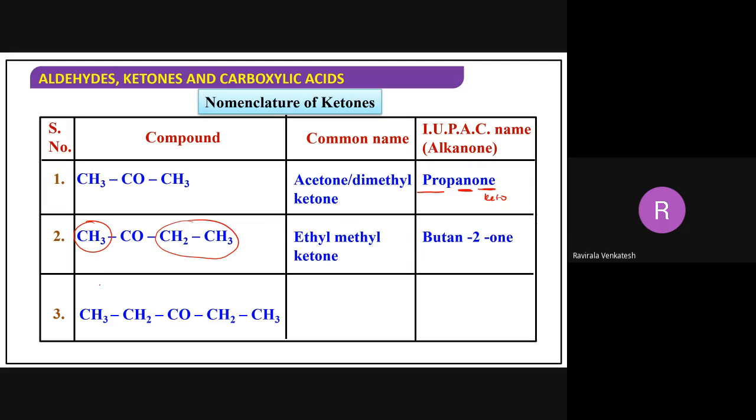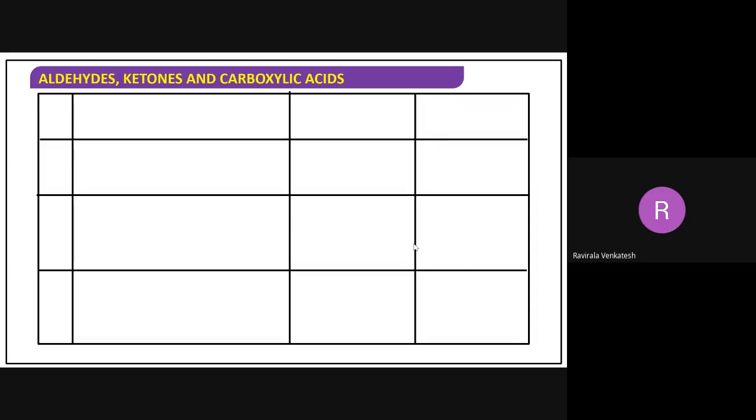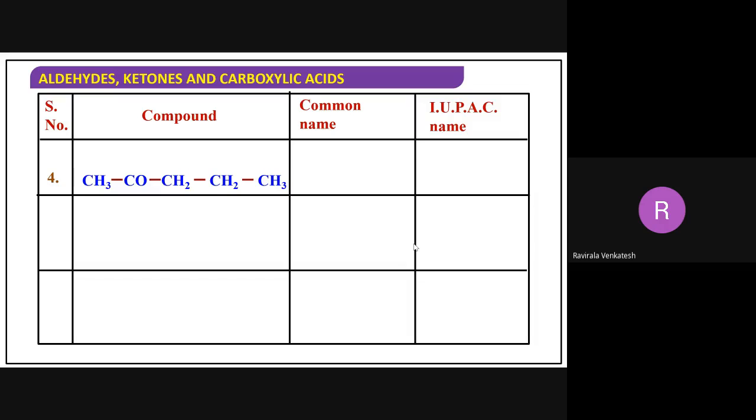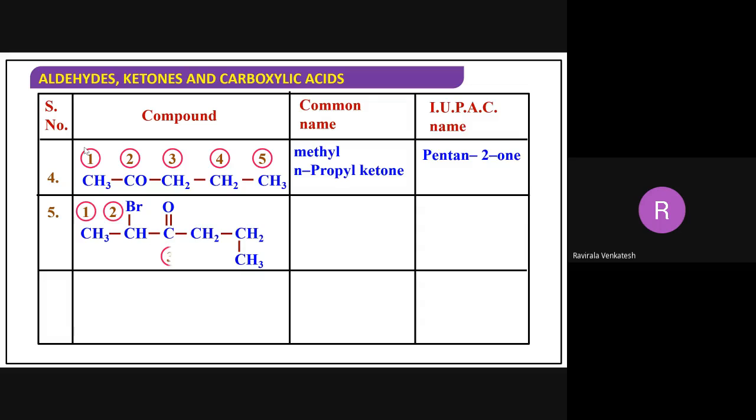Otherwise, numbering you should give like this: 1, 2, 3, 4, 5. So pentan-3-one. We can write it like this: pentan-3-one. Otherwise, it is diethyl ketone. Everyone has understood ketone nomenclature. For this one, tell me the common name. Methyl propyl ketone, correct, very good. The IUPAC name will be? Pentan-2-one, very good. In this way, we can write n number of examples.